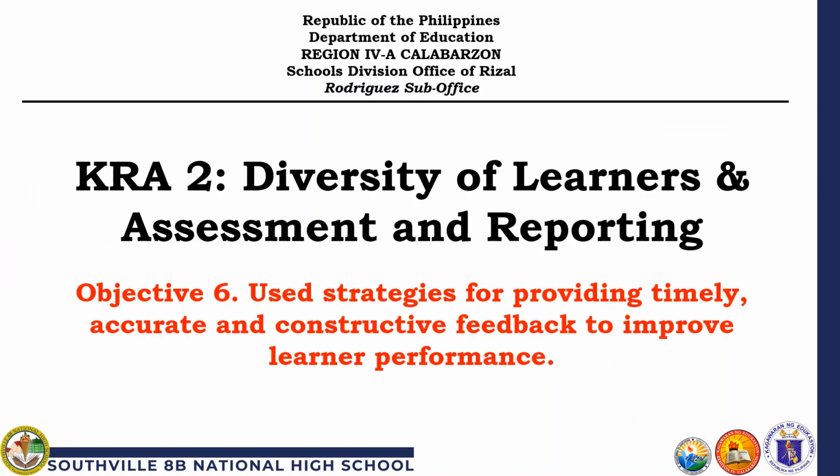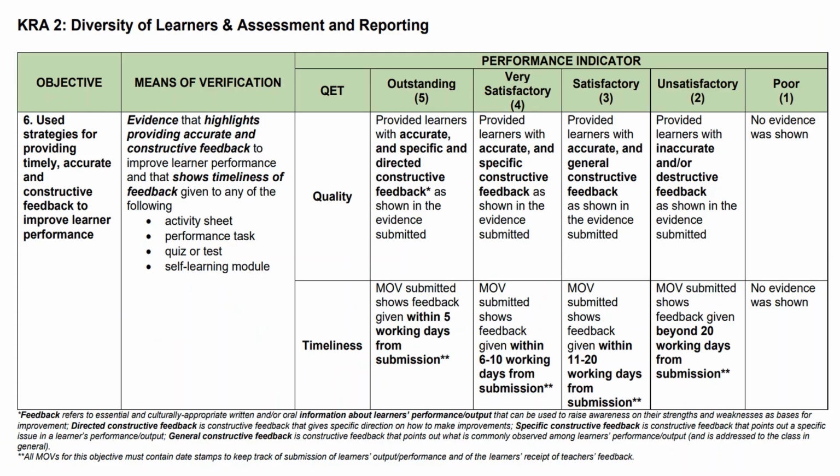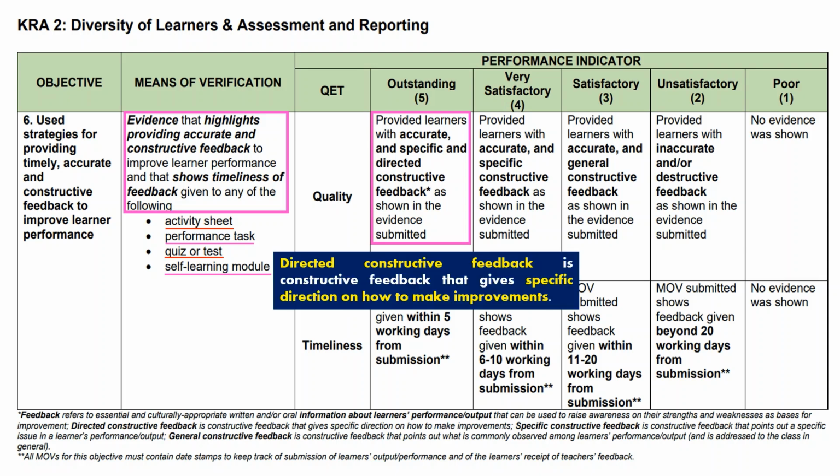KRA2, Objective 6. For this objective, you need evidence that highlights providing accurate and constructive feedback to improve learner performance and that shows timeliness of feedback given to activity sheet, performance tasks, quiz or tests, self-learning module. To get 5, provide learners with accurate and specific and directed constructive feedback. When you say directed constructive feedback, it means that you give specific direction on how to make improvements.